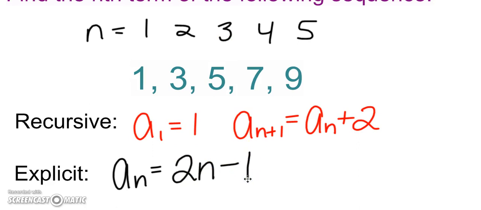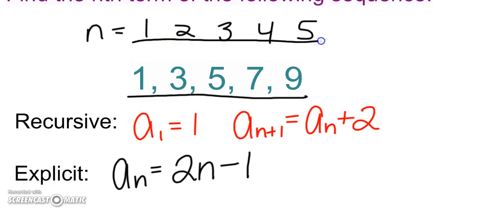Again, you're looking for patterns for how do these numbers relate to these numbers. Okay? So if I take 2 times 5, that's going to be 10, minus 1 is 9. 2 times 4 is 8, minus 1 is 7. Okay? Try to think about that a little bit, justify that in your head for how we got that formula.